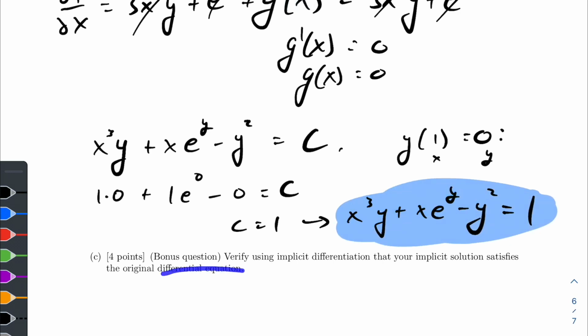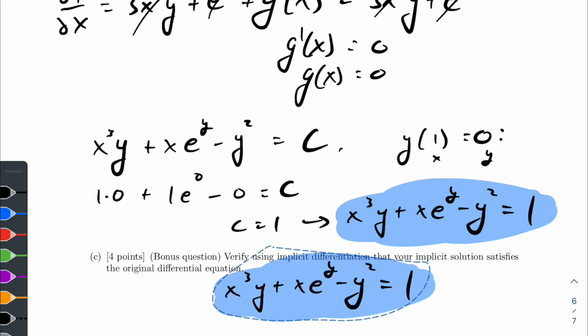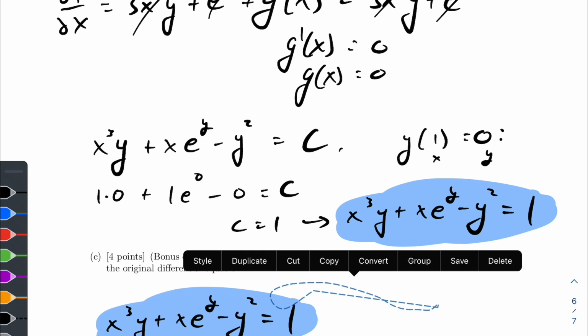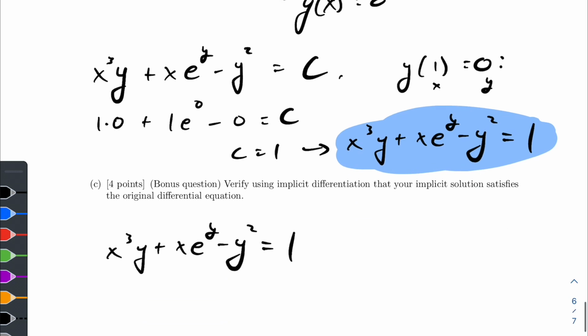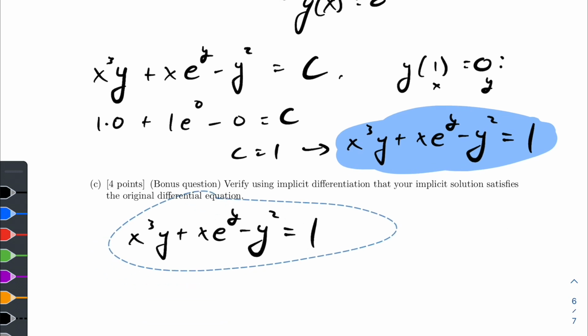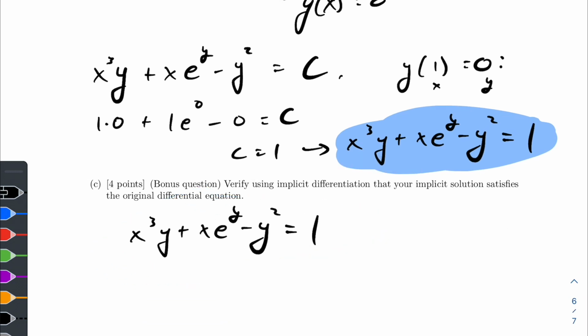All right, what about this extra credit question down here? Verify using implicit differentiation that your implicit solution satisfies the original differential equation. What that means is we have to take this guy and, wish I didn't highlight it, oh well. We have to take that and just do implicit differentiation on this. So implicit differentiation looks like the following.